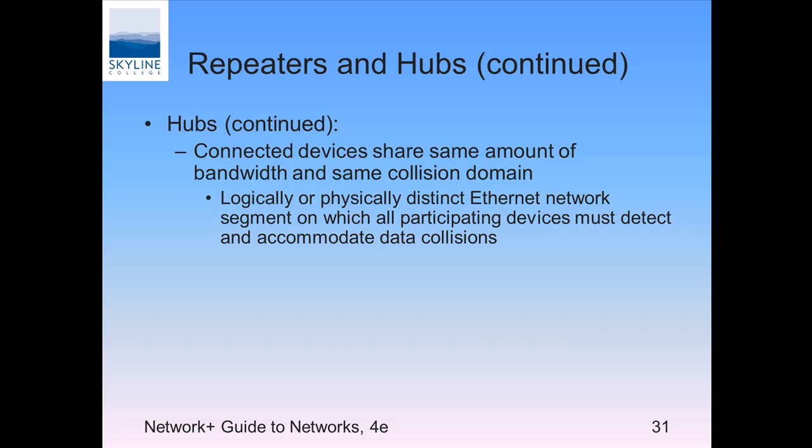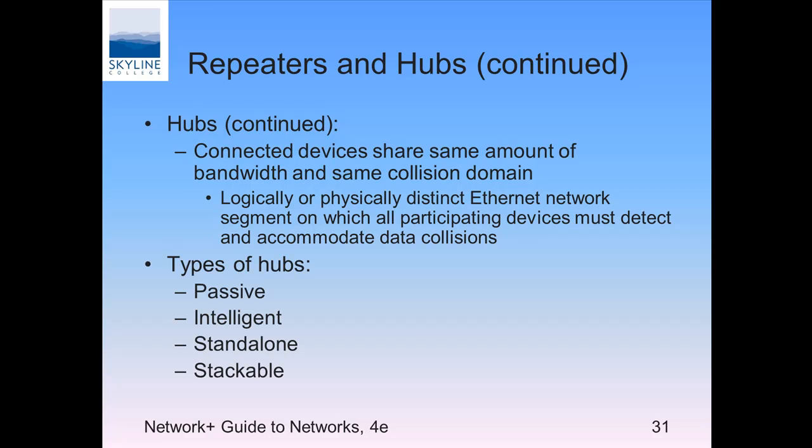Guess which is which? Hubs can cause issues, collisions, and as you get more traffic on them, the collisions become worse, just like as you get more traffic on a highway, collisions become worse.